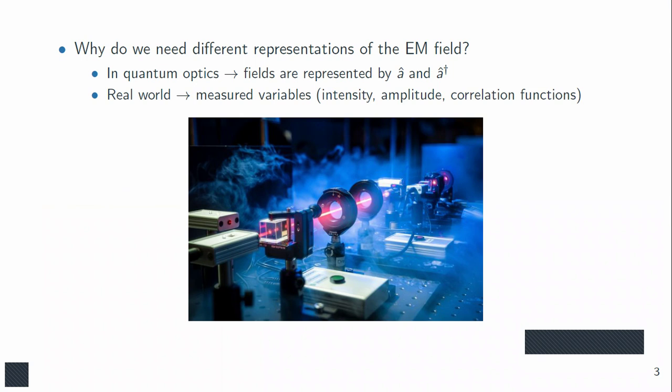So we know that the electromagnetic field is represented mathematically by annihilation and creation operators in quantum optics and various problems related to quantum optics. We have seen this kind of representation in earlier videos when we were quantizing the given electromagnetic field. But in real experiments and the real world, we can only measure different variables related to the electromagnetic field, like its amplitude, intensity, and correlation functions.